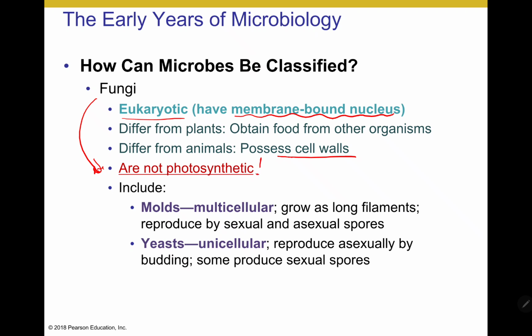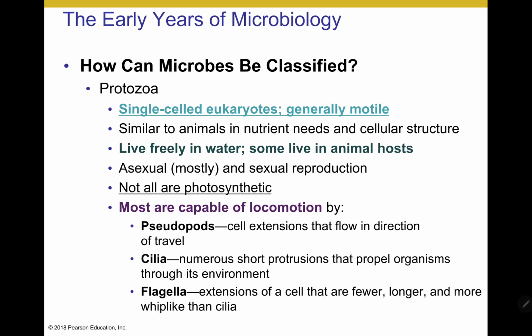The types of fungi would be molds. These are multicellular fungi, right? Molds are multicellular organisms that grow as long filaments, and they can reproduce sexually or asexually. Unicellular fungi we call yeast, all right. These will also reproduce asexually by budding, and some can reproduce sexually. So remember, fungi are eukaryotic, not photosynthetic, and have a cell wall. We have unicellular fungi, which are yeast, and multicellular fungi, which are molds.